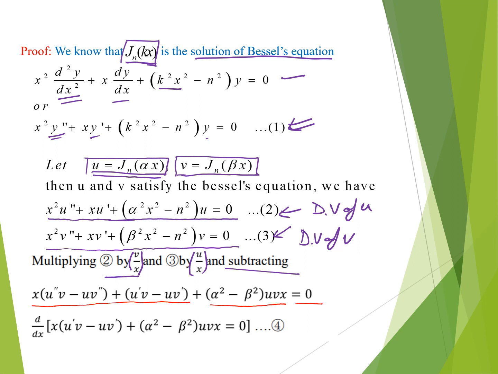Now by using the differentiation rule we can say that this is equal to d by dx of x times u dash v minus u v dash, plus the remaining term, alpha square minus beta square u v x, is equal to 0, which is the same. That means if we differentiate this term we will get this complete term: first x is the same, differentiation of this, then differentiation of x, and second is the first is the same.